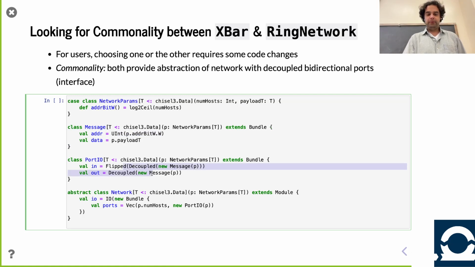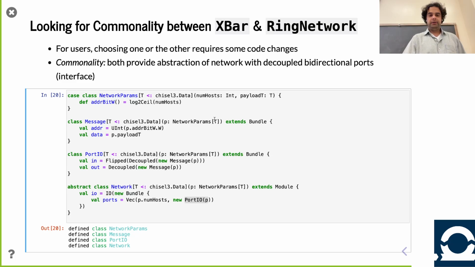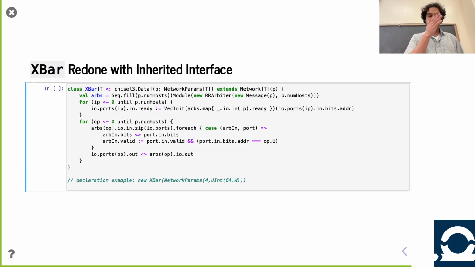The ports, we've seen that before. Here's the thing. Now we're going to have this abstract class Network, which takes in network params, and it can go ahead and fill in the ports, right? And the ports are just a bag of these port IOs. So this is all now shared. And what's cool about this is I can go ahead and redo our crossbar. Notice how I extend Network, right? So it's a subclass of Network. And you don't see the IO declared here anymore because IO is coming from that parent class.